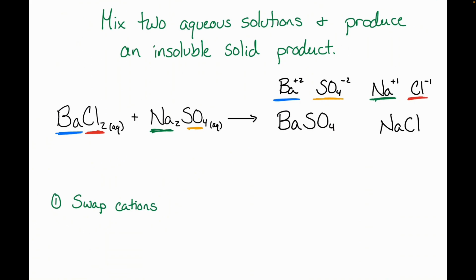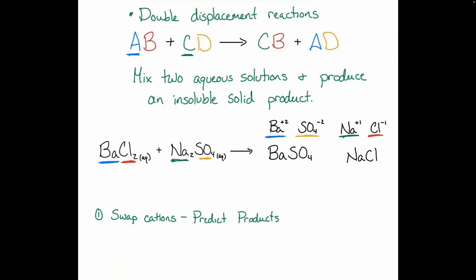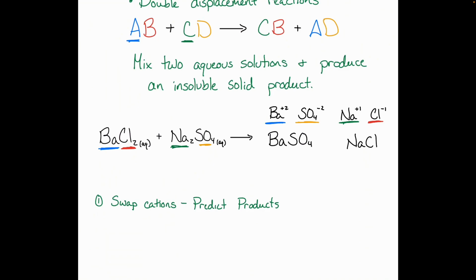So we're going to predict our products by swapping our cations. That allows us to predict the products, and that's just following the scheme that this is a double displacement reaction. All these precipitation reactions are double displacement reactions. But we said that these reactions are going to form this solid product.